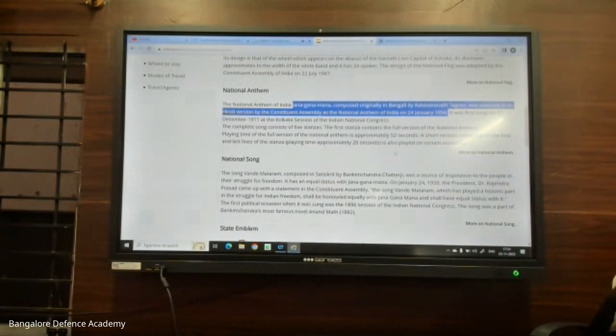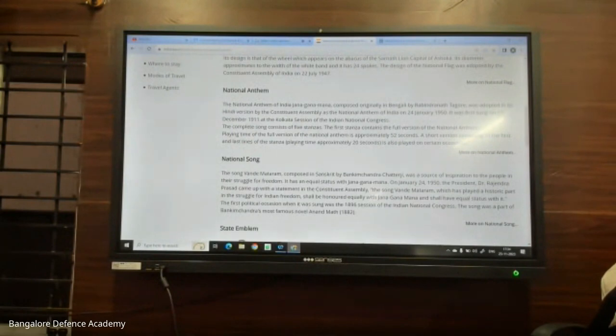Jana Gana Mana, originally it is in which language? Bengali language. But on 24th of January 1950, what happened? It is translated into Hindi. हो गया. रिटन. 24 जनवरी 1950, ये डेट इंपॉर्टेंट है.